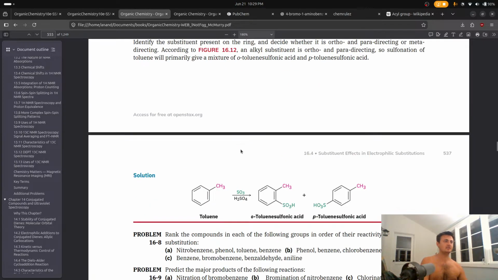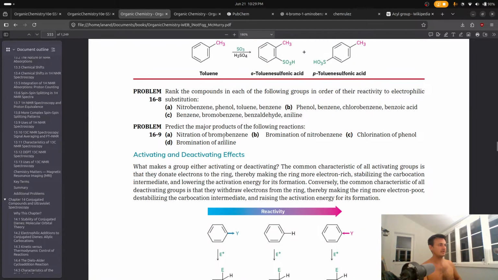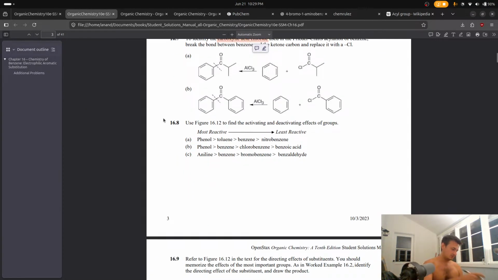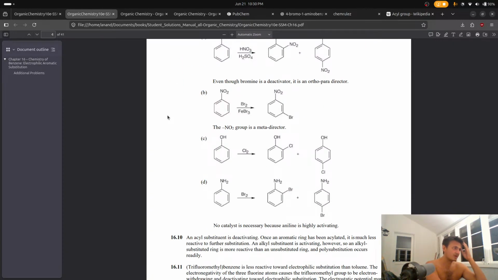Bromination of aniline. Aniline is an ortho-para activator. So okay, we got it. Let's just check the answers. Phenol, toluene, benzene, nitrobenzene. Phenol, benzene, chlorobenzene, benzoic acid. Aniline, benzene, bromobenzene, benzaldehyde. Okay, here we get ortho-para, meta, ortho-para, ortho-para. Okay.